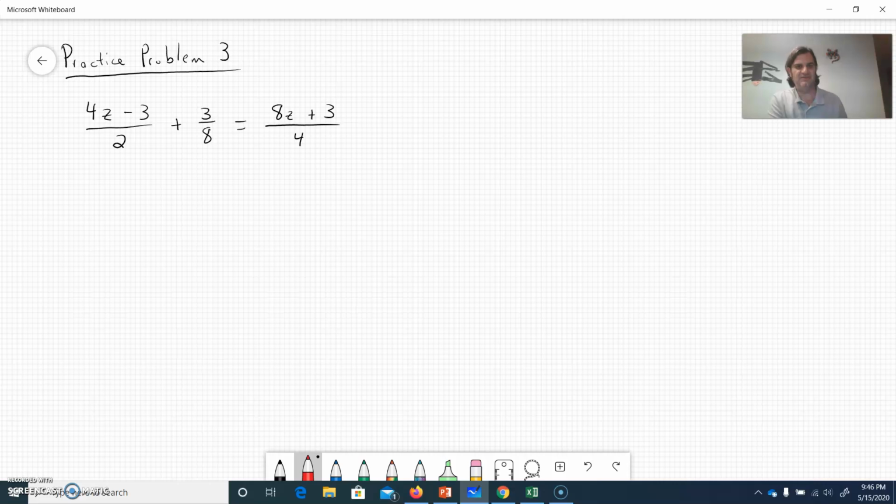Starting off, the first thing I asked you to look for is fractions, and we see them. We want to find the least common multiple of the denominators, which are 2, 8, and 4. The smallest number that 2, 8, and 4 will all divide into is 8. So we're going to multiply our entire problem by 8.